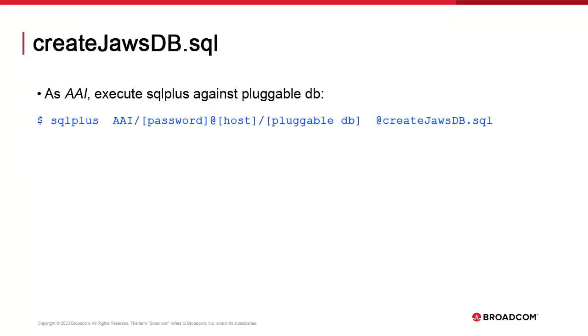We have table spaces, now it's time to deploy the data structures. For this, we have the create jawsdb.sql script. JAWS was the name of the product before it was renamed AAI. We're running another SQL Plus command. The user is AAI using the password we entered in the wizard in the createdevices script. The rest of the structure is the same. You must use the AAI accounts because these data structures need to belong to AAI, not system.